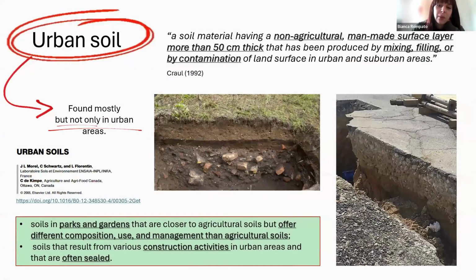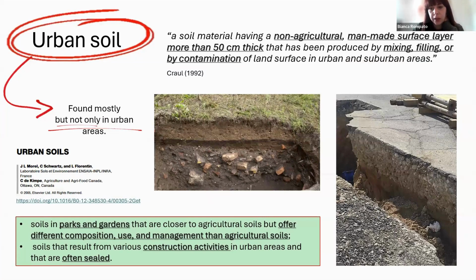So let's begin by defining urban soil. A first definition of urban soil was given by Crowell in 1992. It consists of non-agricultural material having an anthropogenic surface layer of over 15 centimeters thickness, which is produced by mixing, filling, or contaminating the surface of the soil in urban and suburban areas.